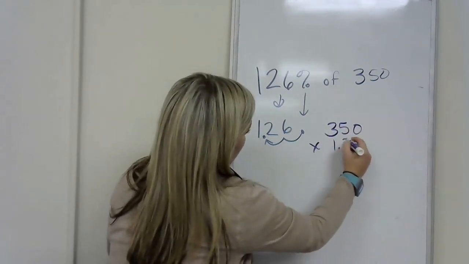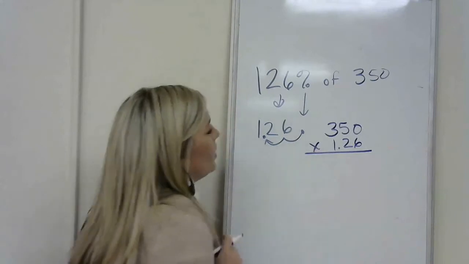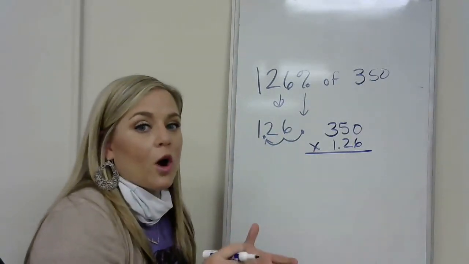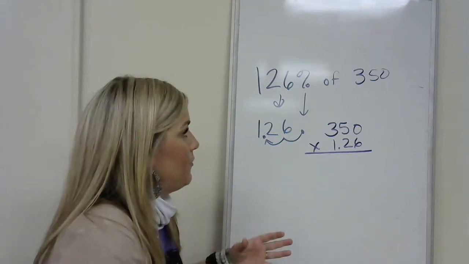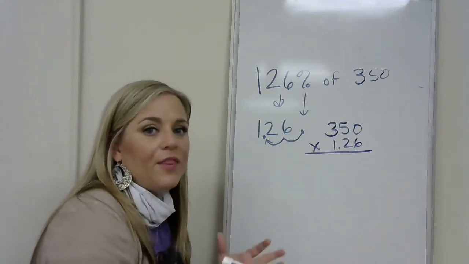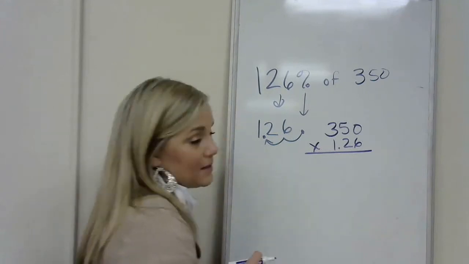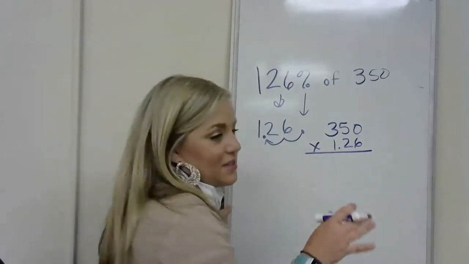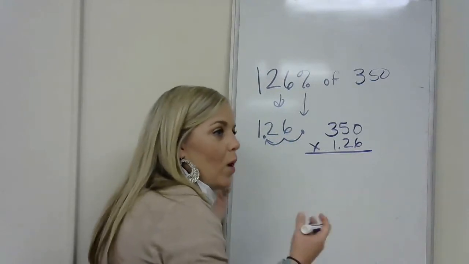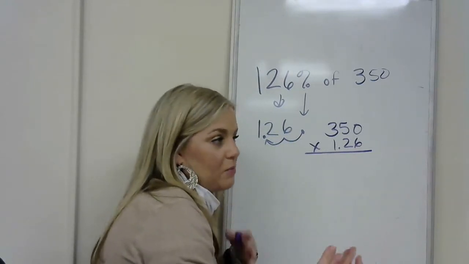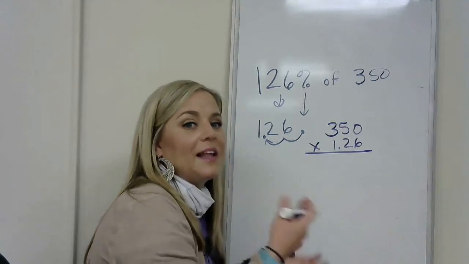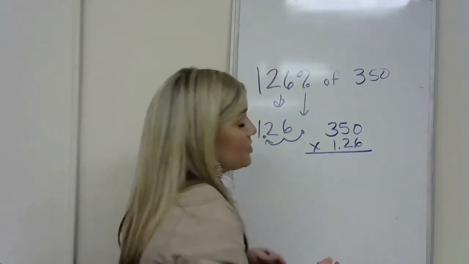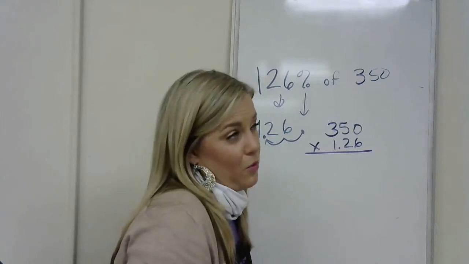times 1.26. Now, look at 350 times 1. So we're only going to be adding to 350 a little bit more than 1, okay? Let's see. Not 1, like, I shouldn't have said that. 1% of 350 would be 3. Okay, so we're adding a little bit more than 3. All right. Actually, 1% of 350 would be 3.5.